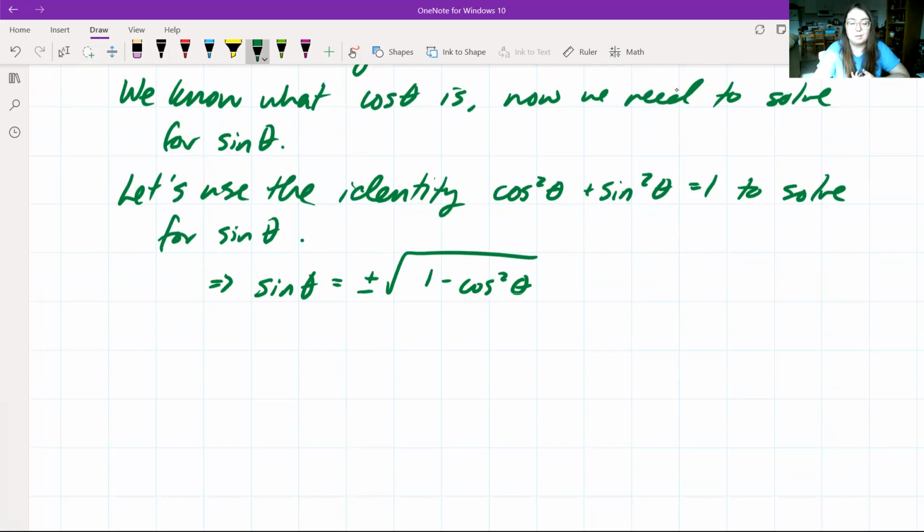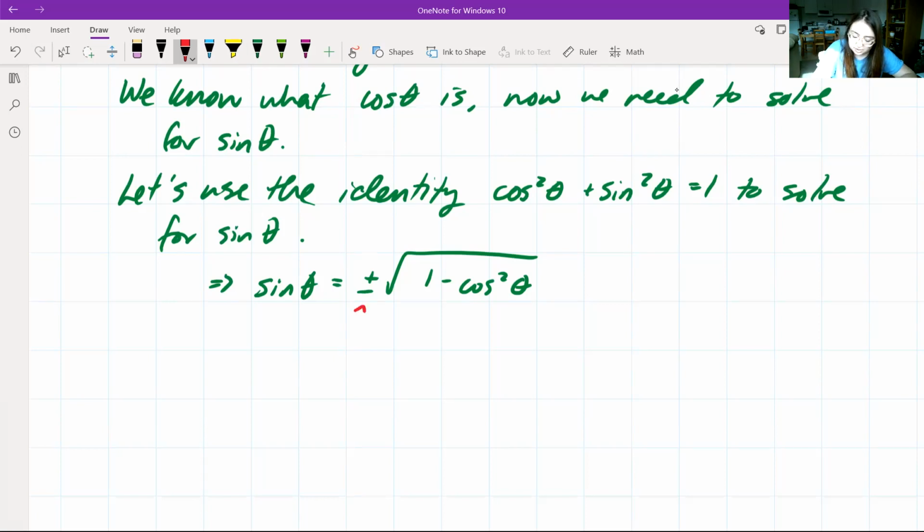But if we notice here, we have a plus or minus. We have a plus or minus 1 minus cosine squared of theta. And this is really going to depend on where our angle is found in the quadrants. So we have that cosine of theta is equal to 15 over 17. This is a positive value of cosine. And since our range in this case of cosine has to be between 0 and pi, this means that it has to be in quadrant 1.